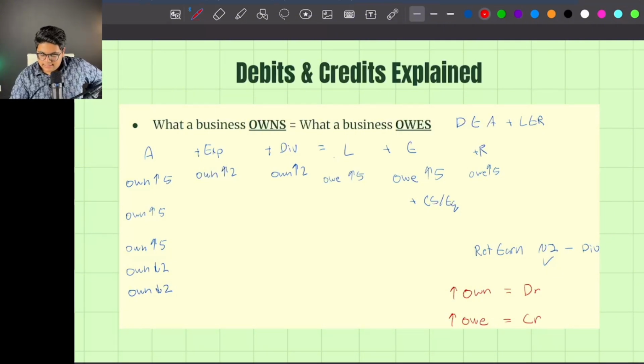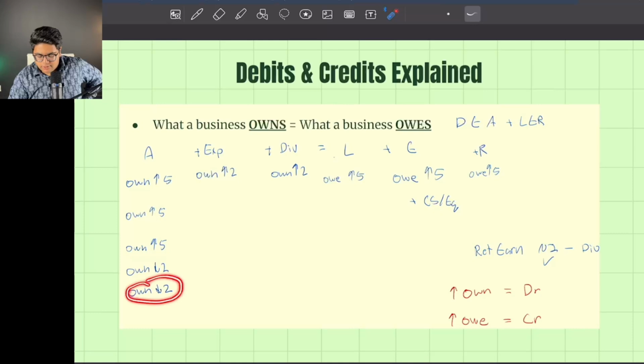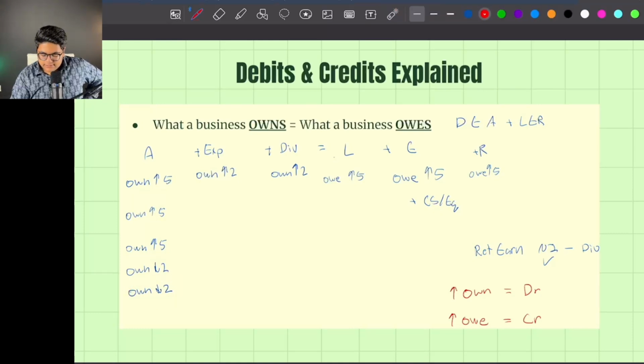Now let's go back to this example. So if you increase your assets, you increase what you own. If you decrease your assets, you decrease what you own, right? So now let's just take the word debit and put it in place of own. So we can debit our asset to increase it. And when you decrease what you own, you increase what you owe. If you're increasing what you owe, we can replace this with credit. So whenever we are decreasing our assets, we credit them. Whenever we are increasing our assets, we debit them.